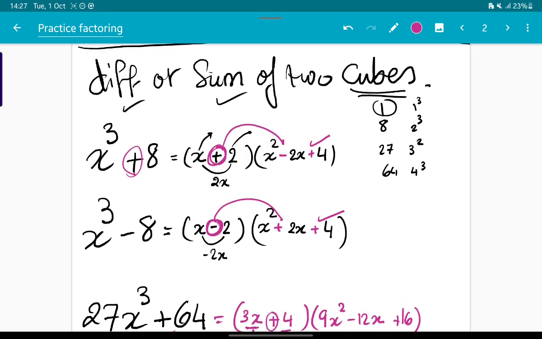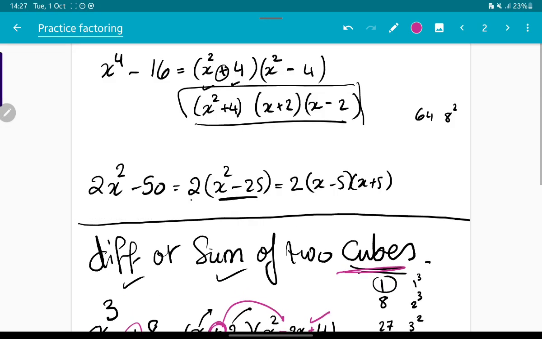So this is the video for the difference or sum of two cubes and the difference of two squares.